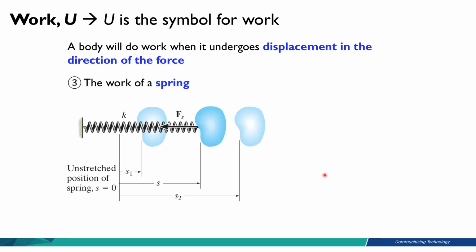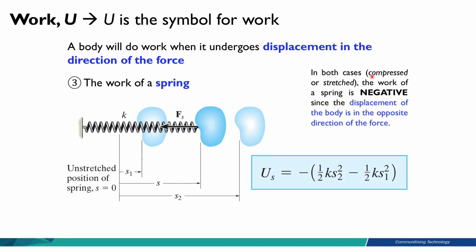So minus minus cancel out each other, then the work done by the weight becomes positive. There is also work done by a spring. A spring can be stretched or compressed. Let's say the unstretched length of the spring is S. If the spring is being compressed, then this is the new length of the spring, S1. If it is being stretched, then the new length of the spring is S2.